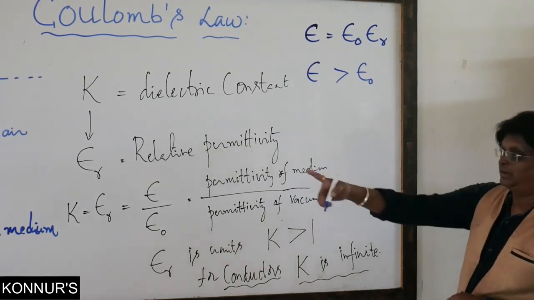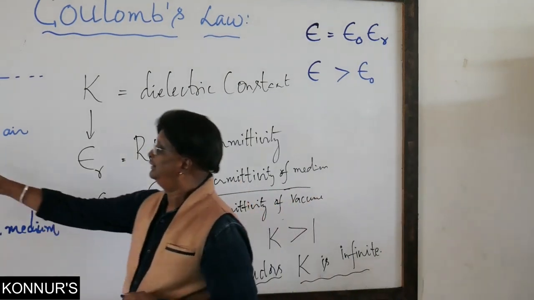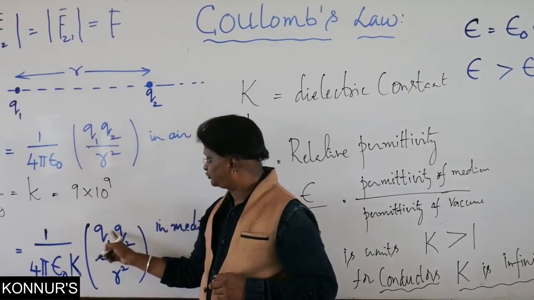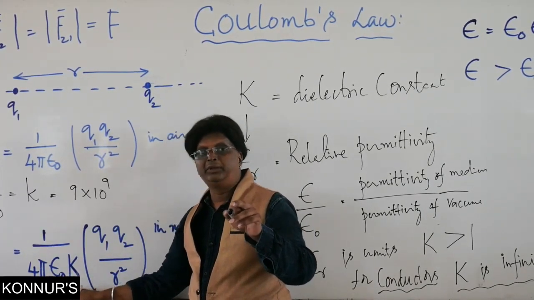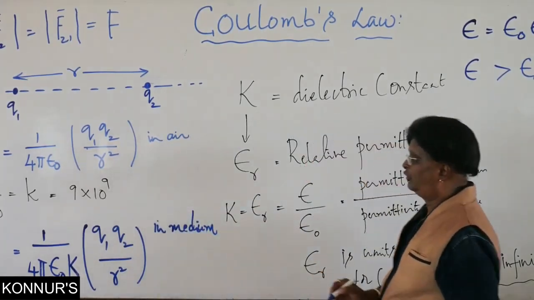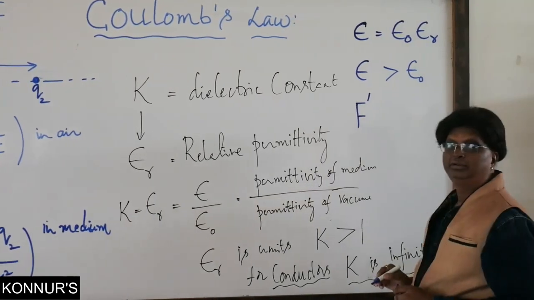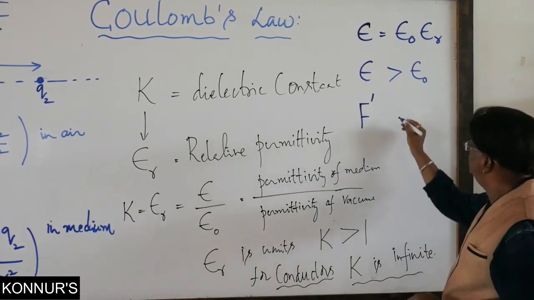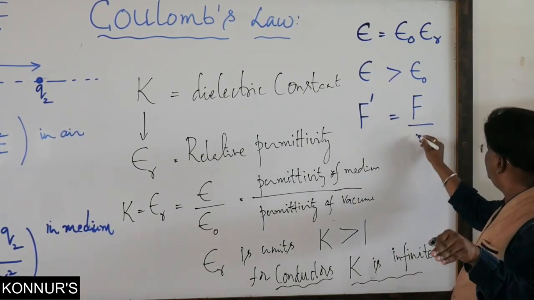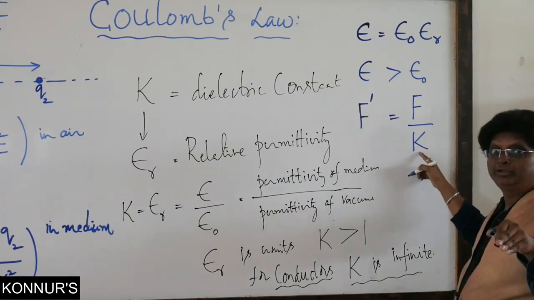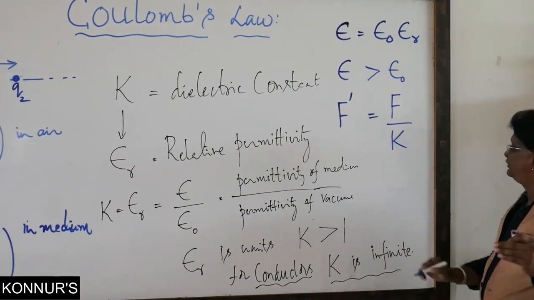Now also look one more time at those expressions, F dash and F. What is the only difference that you find? This 1 by 4 pi epsilon naught, Q1 Q2 by r square is there in F dash also. The only difference is this denominator term, capital K. Therefore, from those two equations we can say F dash, the force between charges in a medium, is equal to the force between the charges in air divided by capital K, the epsilon r value, which is always greater than 1. Earlier statement is there.